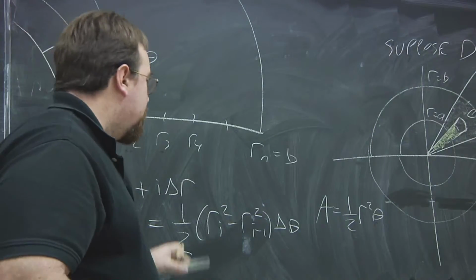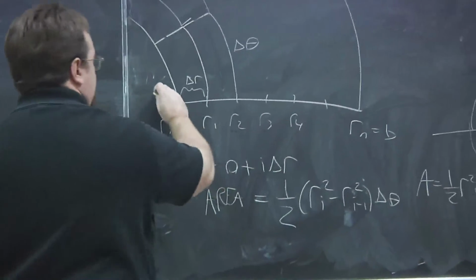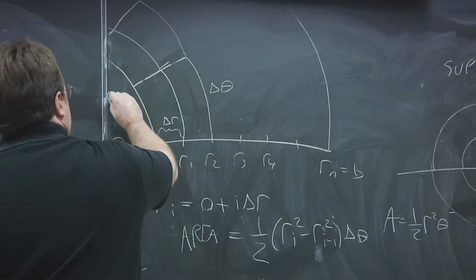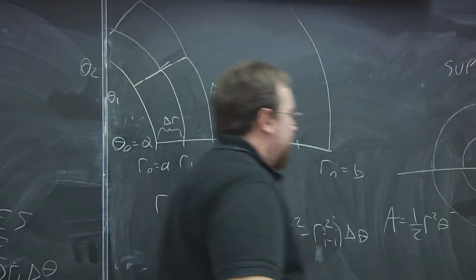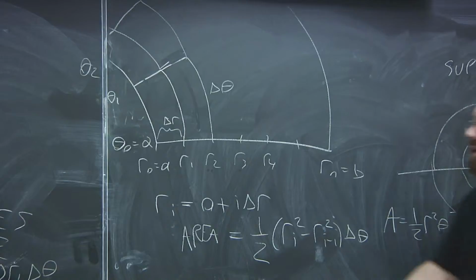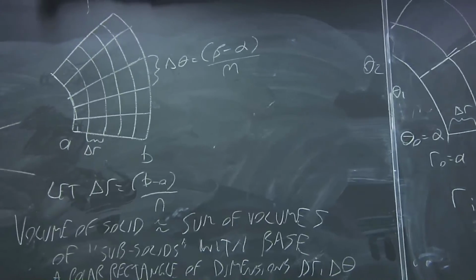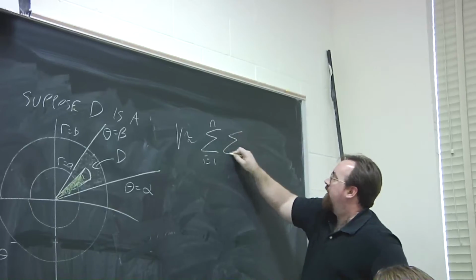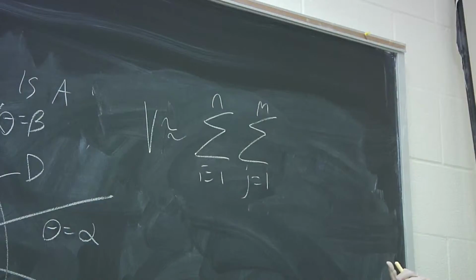So now we can write down an approximate volume of the solid. Here we have several radii between a and b, but here we also have several thetas between alpha and beta. So we have to account for all of these polar rectangles, and we have m times n polar rectangles to consider. So the volume is roughly the sum, a double sum actually, over all n times m polar rectangles.